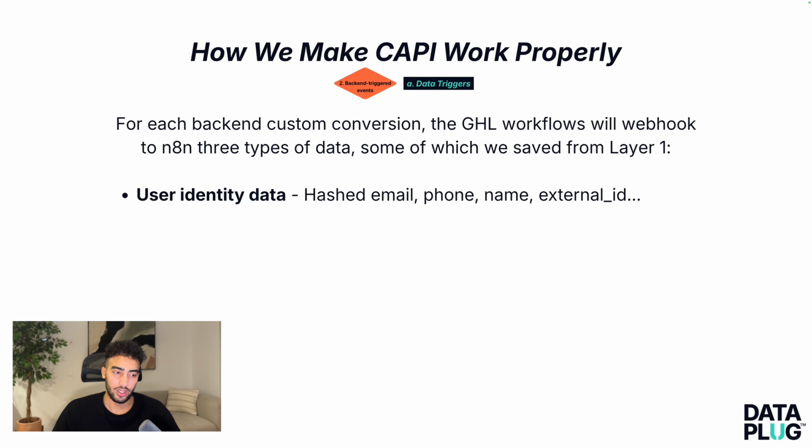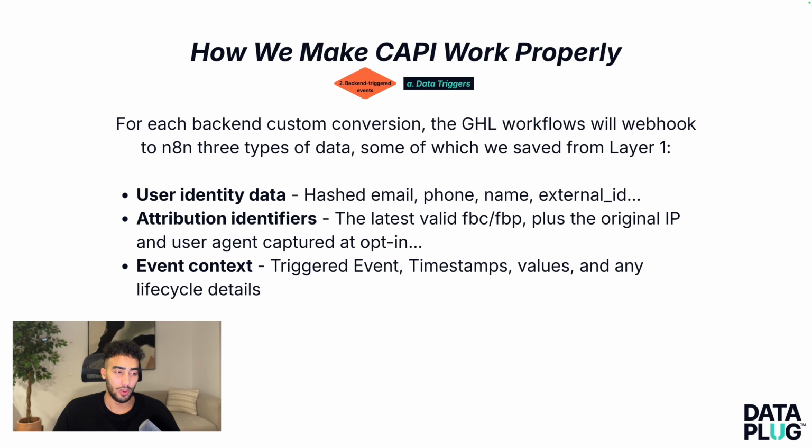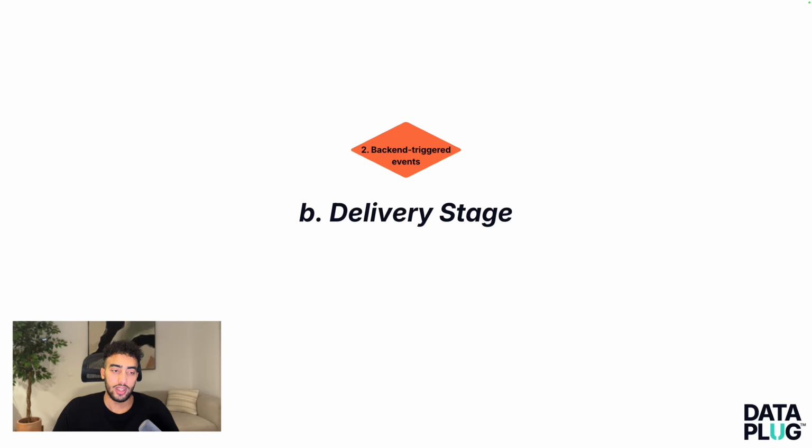The first one is the user identity data, obviously the hashed name, the phone, the email, the external ID. Then the attribution identifiers, the last click IDs we have, the origin IP, the user agent, all of that stuff that we captured when they opted in from layer 1. And then the event context, obviously like the triggered event, the timestamps, the values, any lifecycle details, all that.